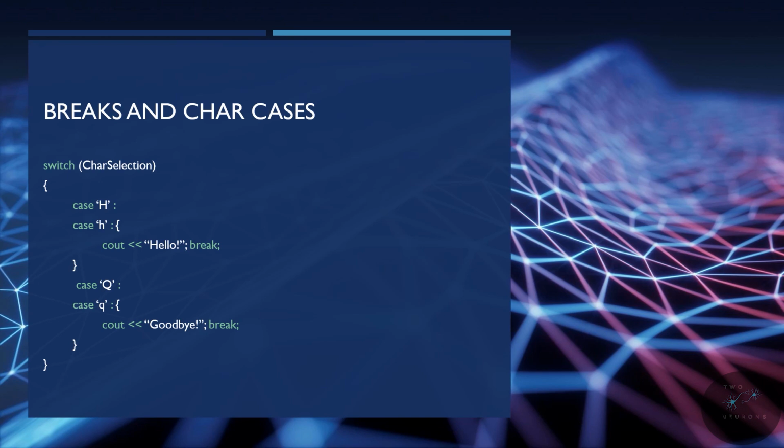So with our H, we have the capital H followed by no break statement. So if they type a capital H, it will automatically also execute the code for a lowercase h. However, if they type a lowercase h, it will only execute that code and we won't accidentally enter the case that is labeled as Q.